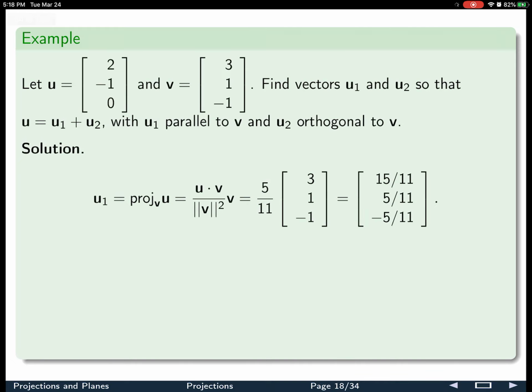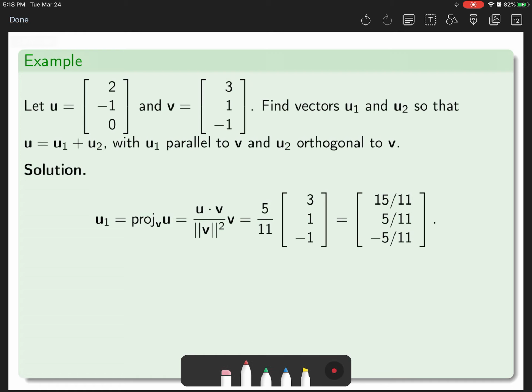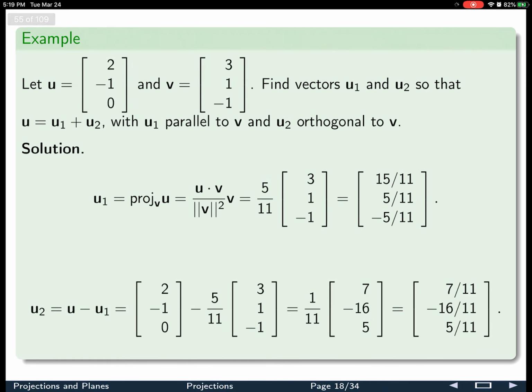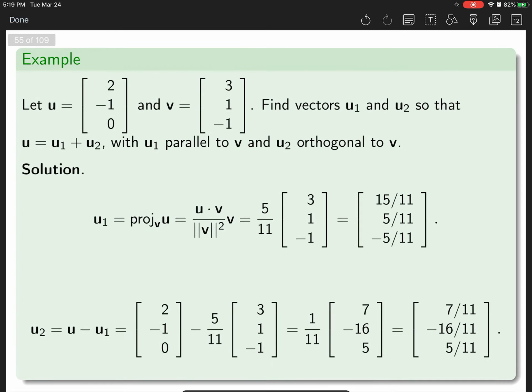And that's what this looks like. We have the scaling factor out in front. And we've got that vector v that's in the correct direction that we want to head. And so that gives us the projection that we want. And then to find u2, all we do is take the difference between u and u1, because taking that difference gives us the other piece that we're missing.